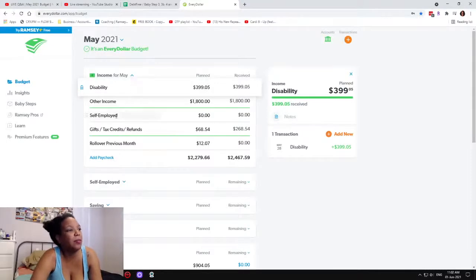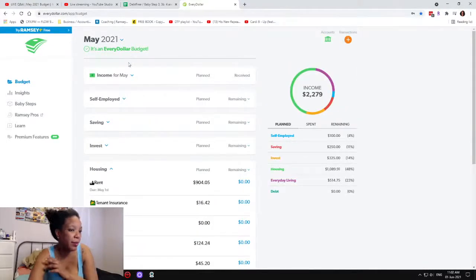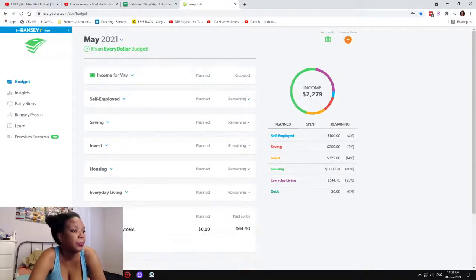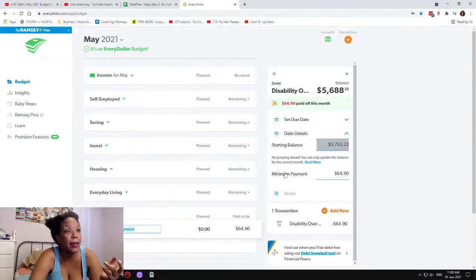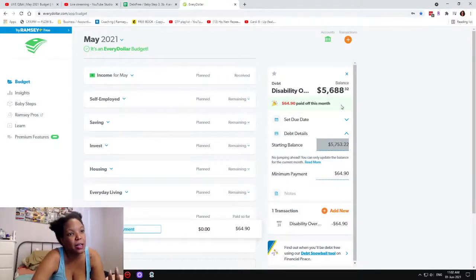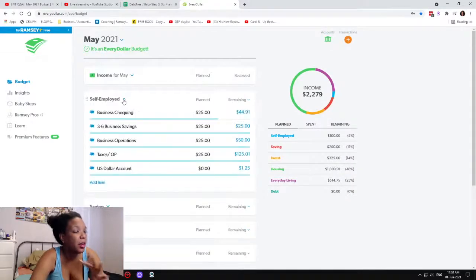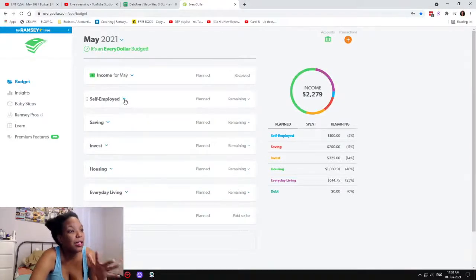The only thing that didn't go well is me making money being self-employed. No money came in from that month. Either it's because I need to meet the minimum threshold to get paid for that month for those income sources. And then $64.90 went to my disability overpayment. So my disability overpayment, which is the debt that I have right now, is $5,688.32. We're working on that, but I said it before, I'm not dropping my emergency fund to $1,000 to pay for it. I'm paying it separately as I need to because it's a disability overpayment and I still have a disability. It's not like the disability went away.